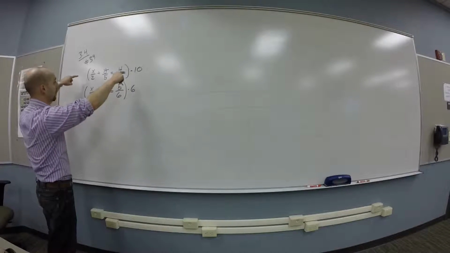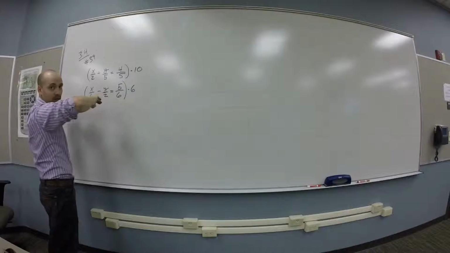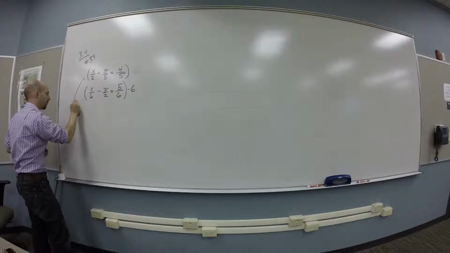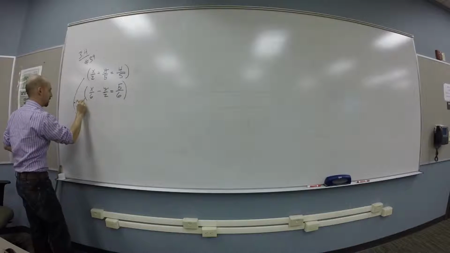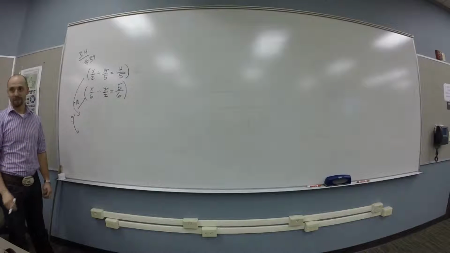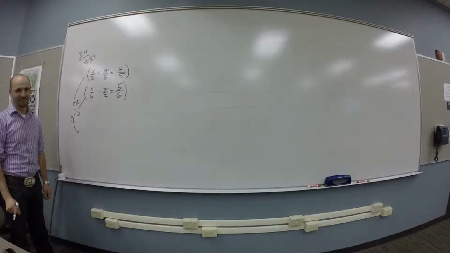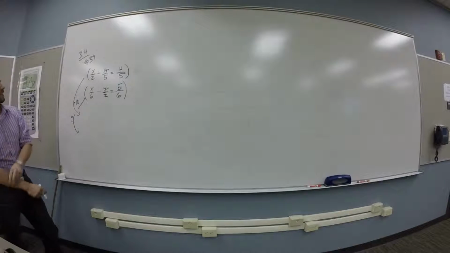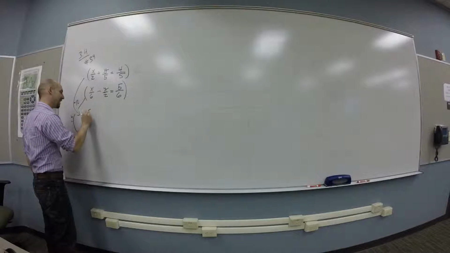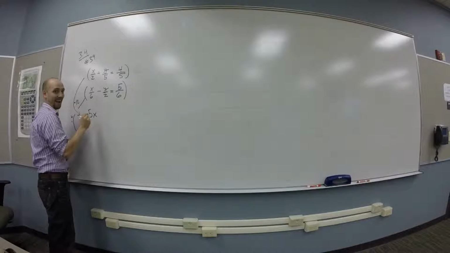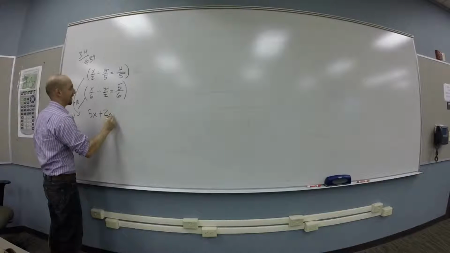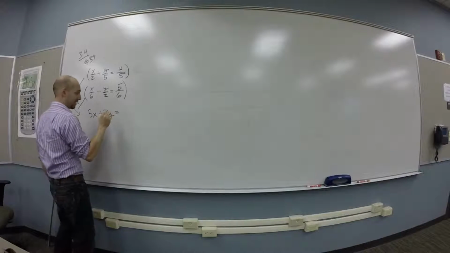Okay, so, whoa, I should probably organize my thoughts a little better. Let me do this. Say this guy, multiply by 10. This guy, multiply by 6. Probably not that much better in terms of organization. What do I get when I multiply this thing by 10? 20. Go ahead, Jamie. 5x? 2y is 8.